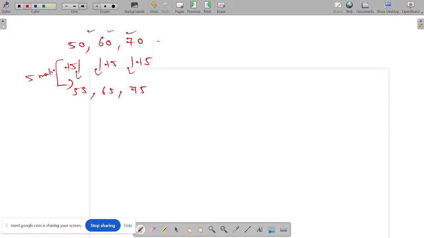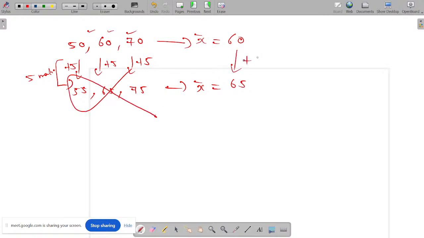Now tell me, in this case, what is X bar? Average marks means you find the X bar. What is the average marks? 60. But you need not do this whole thing. What you can do here, you can directly add 5.